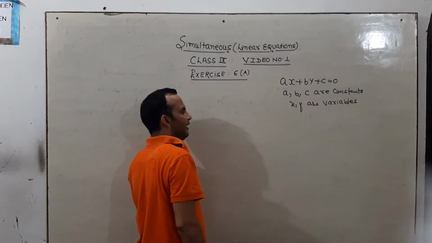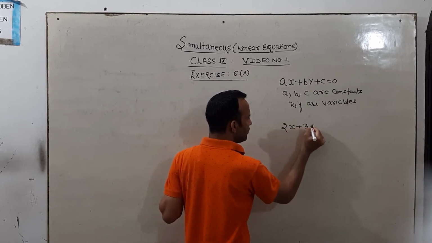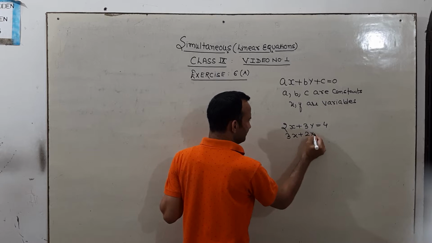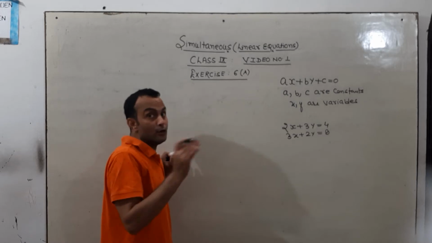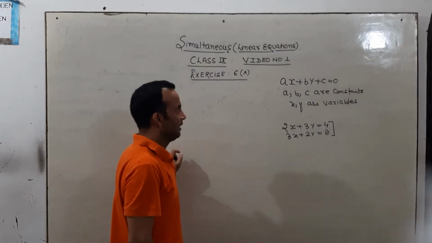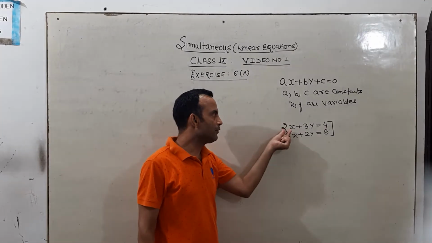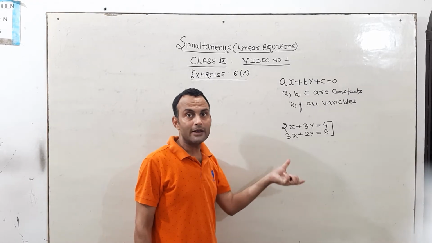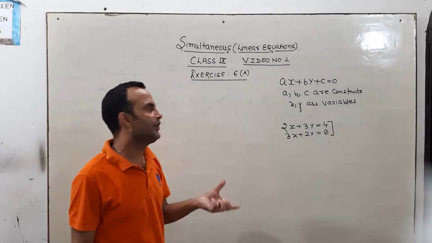Now dear students, if we take any two linear equations, 2x plus 3y is equal to 4, 3x plus 2y is equal to 8, then these two linear equations, when taken together, are said to be simultaneous linear equations. Once again, I want to repeat this concept. This is a linear equation, this is also a linear equation. But when we take these equations together, then they are said to be simultaneous linear equations.